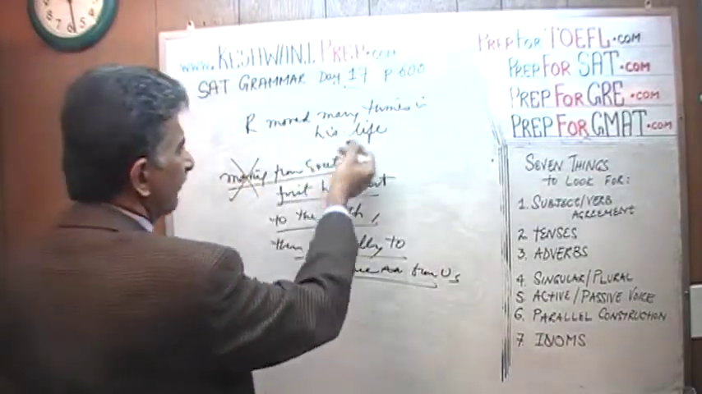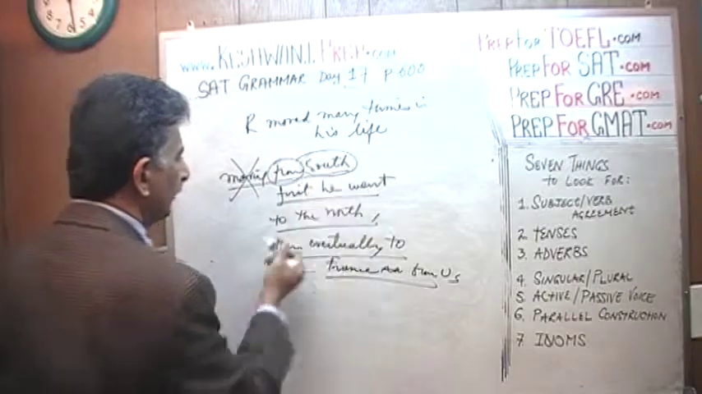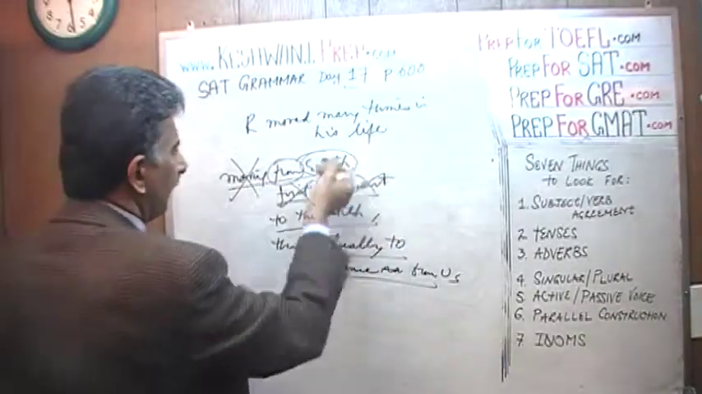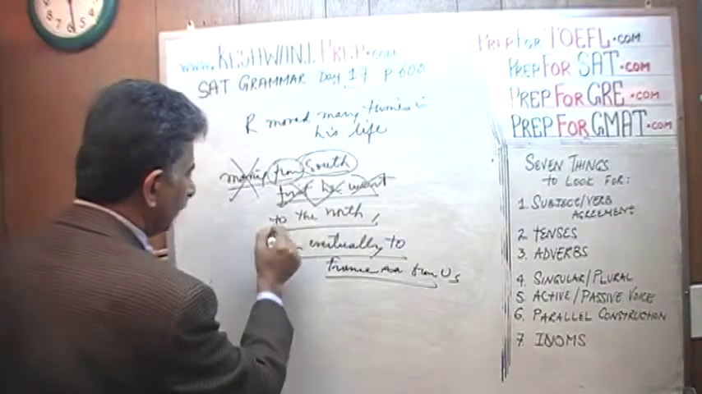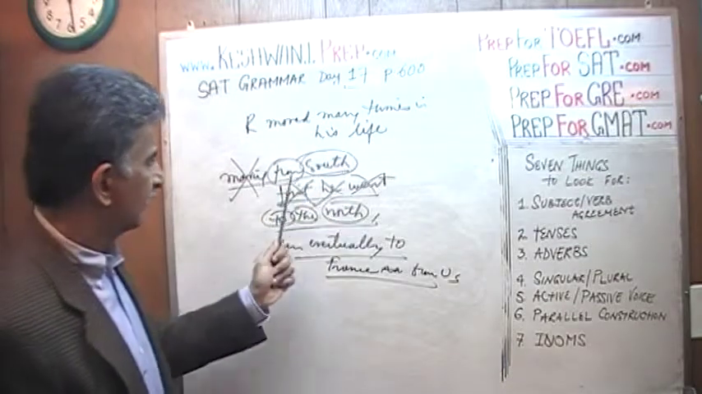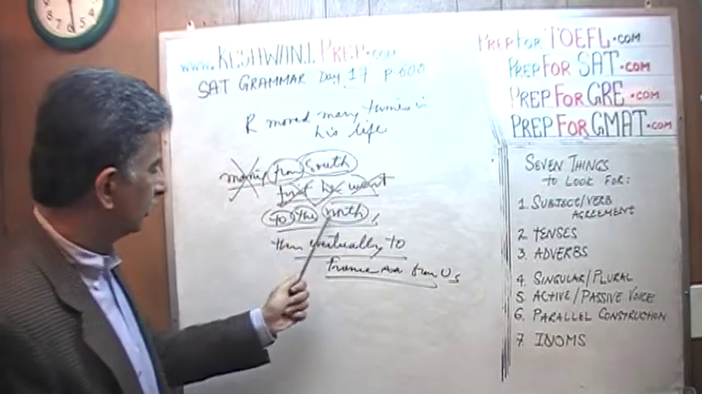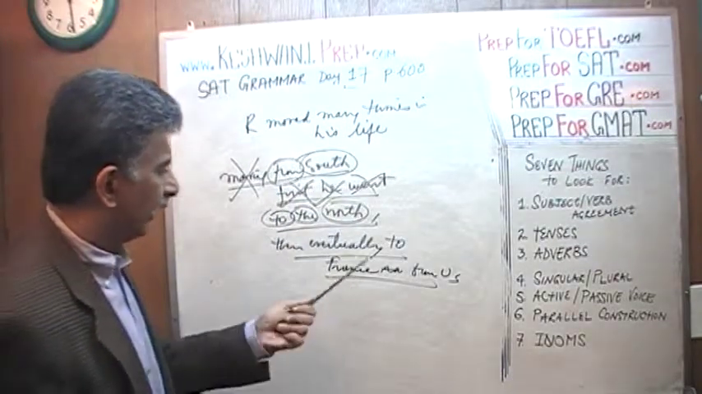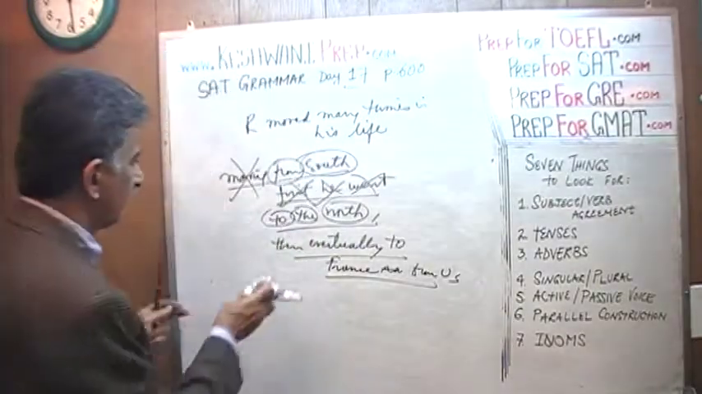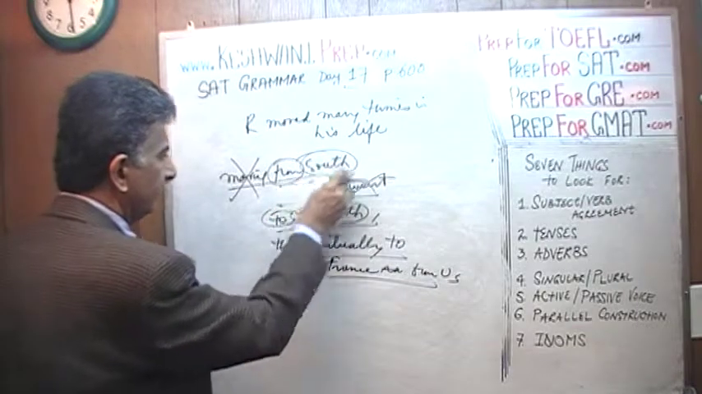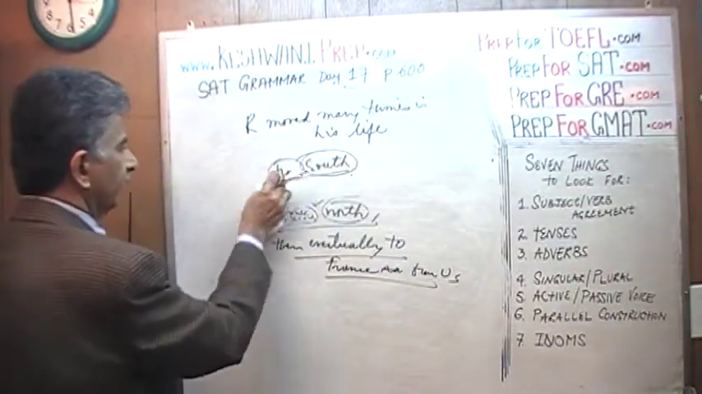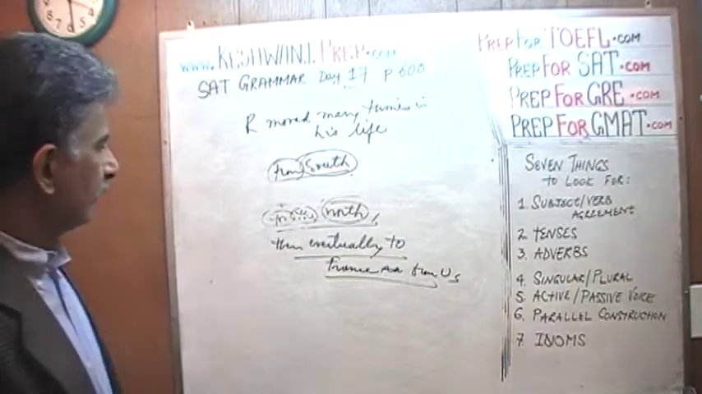He moved many times in his life from south. First he went, has to go. He moved many times in his life from south to the north. So far it says he moved many times in his life from south to the north and then eventually to France from the US. That's it, we're done. In other words, what we have done is we have gotten rid of these words. I'm going to erase them so you can see clearly what we have done. That's it. All we have done is get rid of these words.